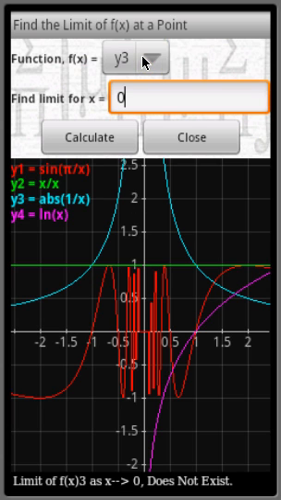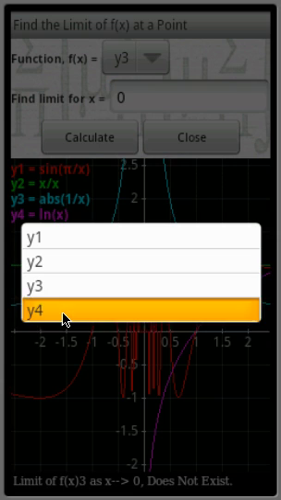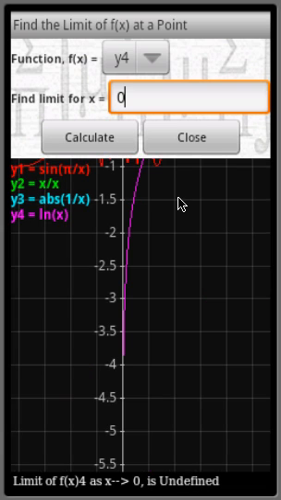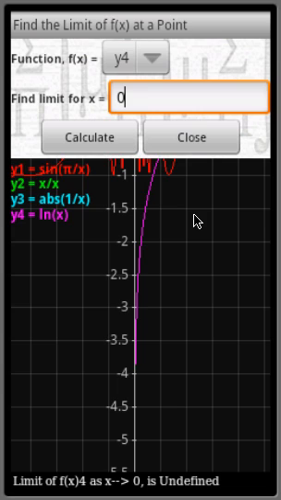Let's go ahead and do this last one here, y4. So for y4, we're trying to find the limit of this natural log function as x approaches 0. And you see that the application returns the answer undefined. And the reason I decided to put in the word undefined, I think you can see it here. Remember, I just mentioned the definition: the limit at a point exists if and only if the limit from the left equals the limit from the right. Well, this function does not exist on the left, so therefore there can be no limit from the left side. There's only a limit from the right side.